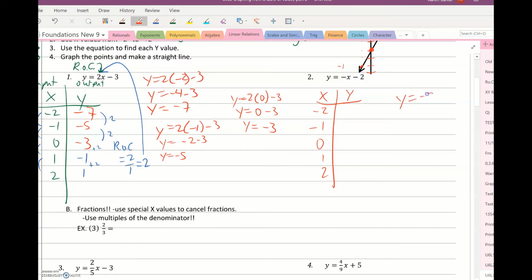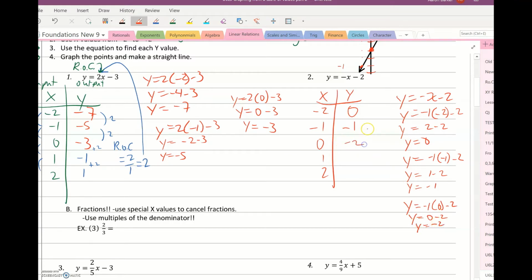So y equals -x minus 2. Y equals -1 times -2 minus 2. So y equals 2 minus 2, y equals 0. Next one, -1. So y equals -1 times -1 minus 2, y equals 1 minus 2, y equals -1. And for the next one, I'm going to have 0. So y equals -1 times 0 minus 2. Y equals 0 minus 2, y equals -2.